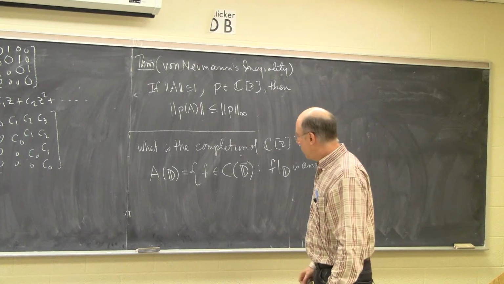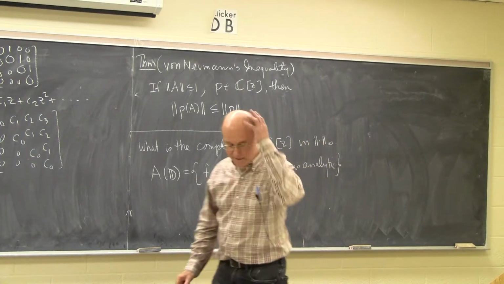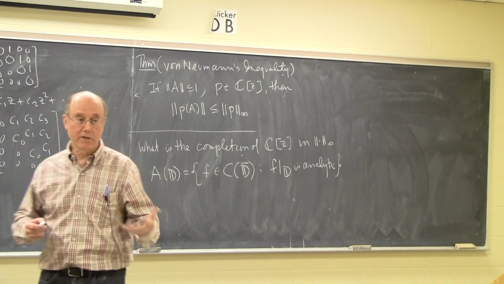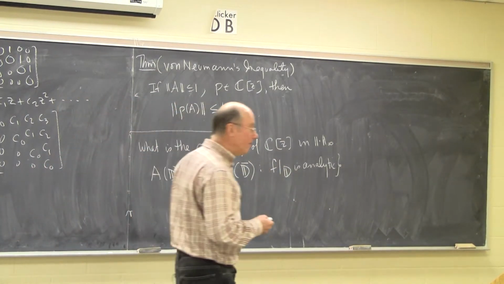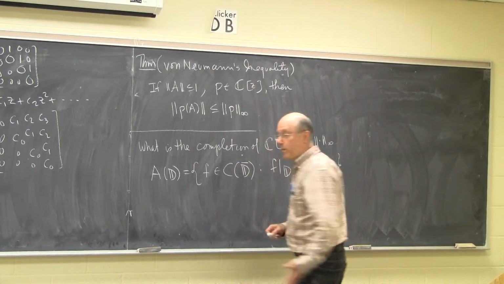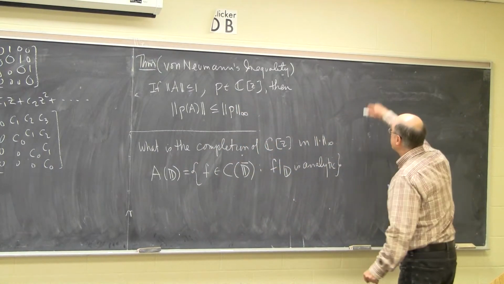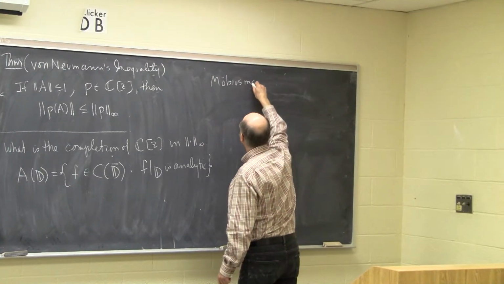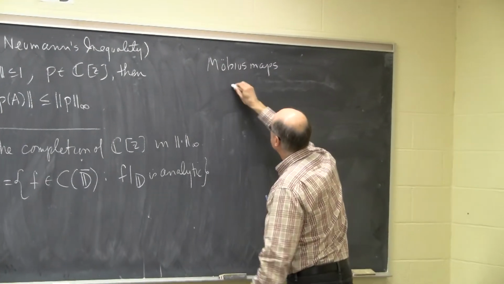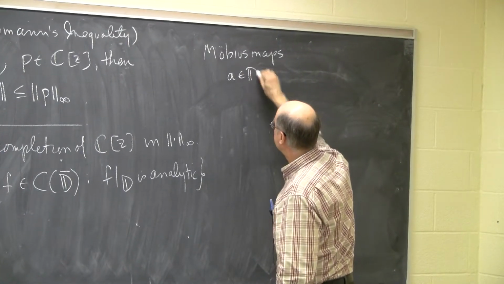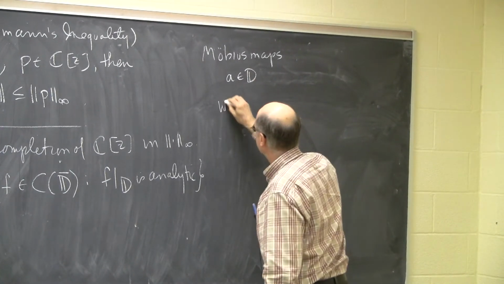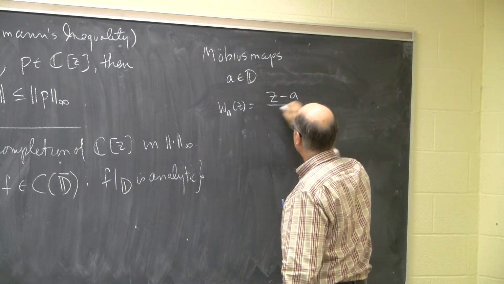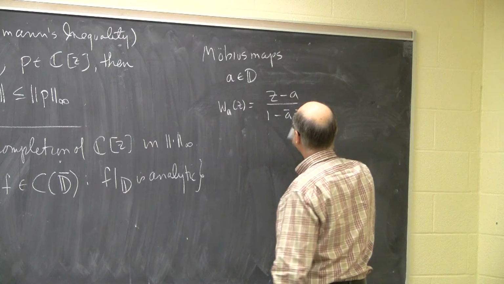So it's a very important algebra, but inside this algebra we have lots of functions that aren't polynomials. In particular, we have rational functions, and I want to pick out the Mobius maps. So if I take a point a in the disk, then let w_a of z be z minus a over 1 minus a bar z.